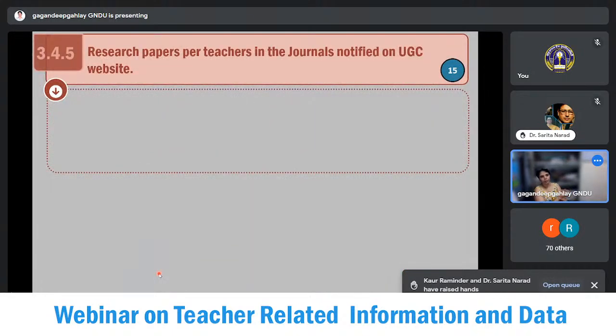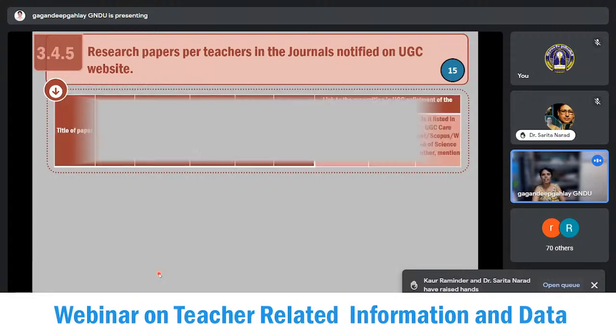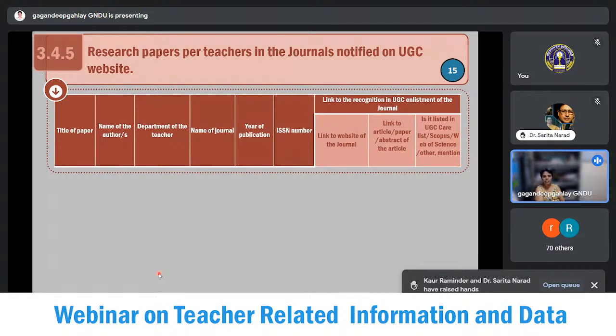Then, for checking the research ability of a particular institute, they look at the research papers, how many research papers per teacher have been published, and these are in the journals which have been notified on the UGC website. So they are either in the UGC CARE list, or in the Web of Science, or in Scopus. So we need to give the title of the paper, the names of the authors on the paper, which department the teacher belongs to, and the name of the journal. And remember, the affiliation shown on that paper needs to be of that particular institute.